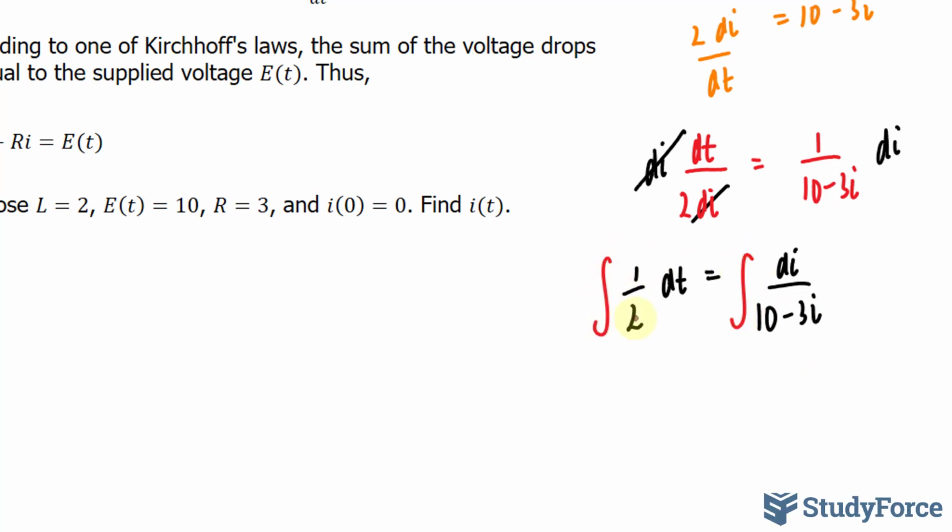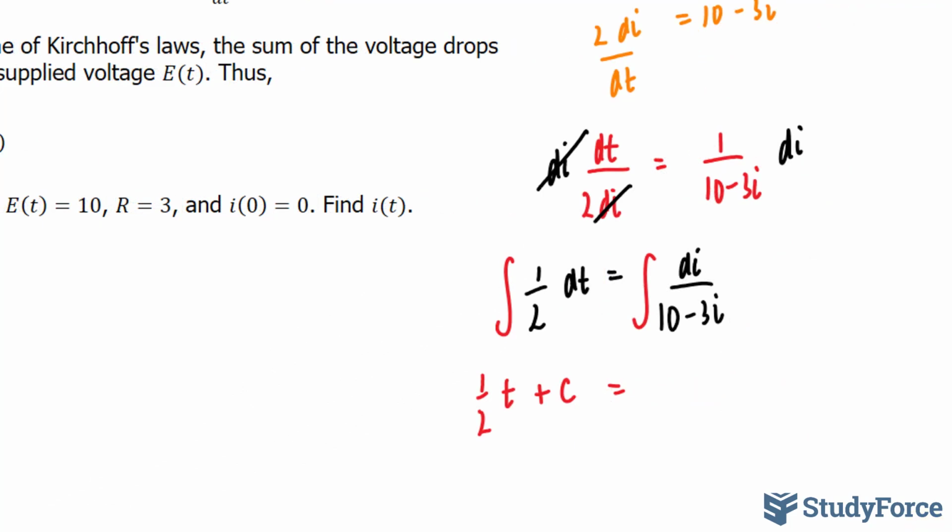Integrating the left side is easy. I can pull out this half, and integrating dt, I end up with simply t. And I want to mention that since this is with respect to t, you want to put the constant on this side. You always want to put the constant with what it's with respect to. And on the right side, this requires a little bit of work. What we have to do is set this part equal to u, let's say 10 minus 3i. And now what we have is the integral of 1 over u, which we know is ln the absolute of what we set u as.